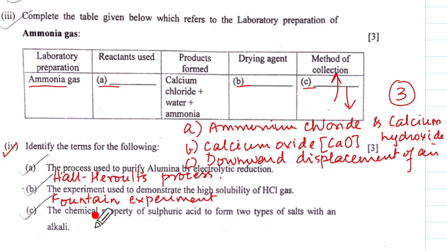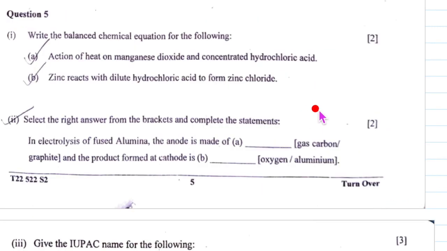We come to C part, the chemical property of sulfuric acid, which forms 2 types of salts with an alkali. 2 types of salt means there must be 2 hydrogen atoms in a molecule of it, so that will be your dibasic acid. This is the property, and that should give you your 1 mark each, means 3 marks. Got that? That finished our question 4.